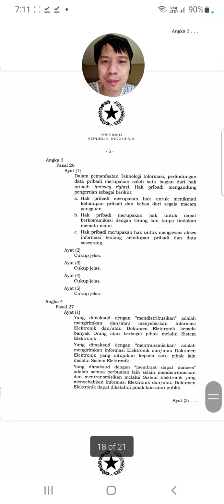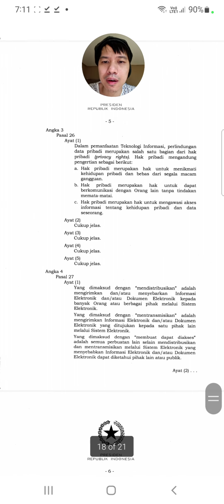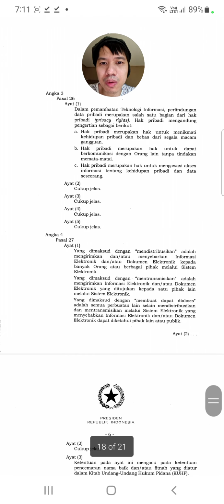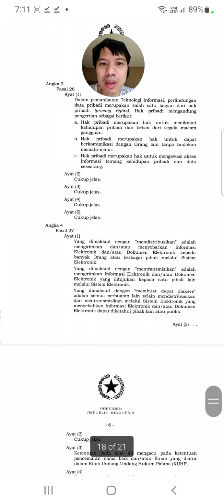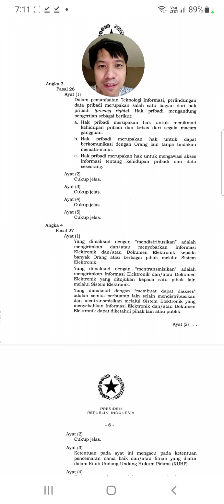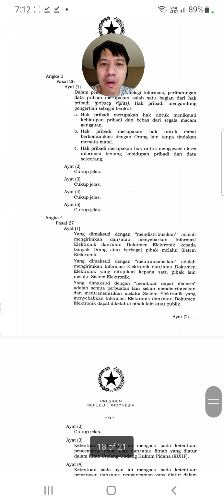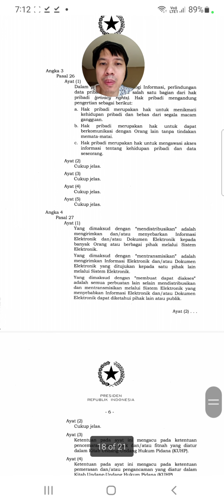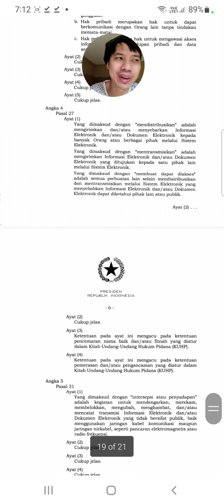They're talking about the usage of information technology. They're defining personal rights. Interesting stuff here. Personal rights include the right to communicate with other people without being spied upon. Personal right is the right to enjoy personal life free from any kinds of interference or annoyance. Oh my god, this is important. A personal right is the right to supervise or access information about personal life and one's data. Wow, guys.